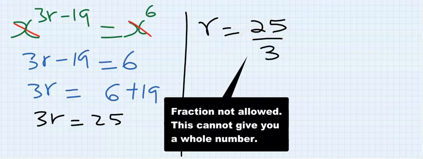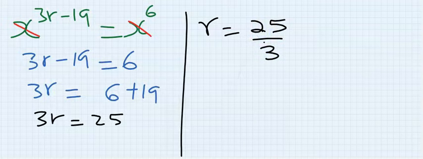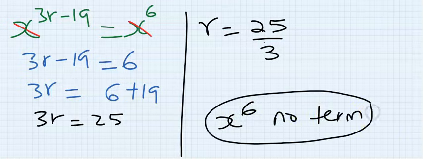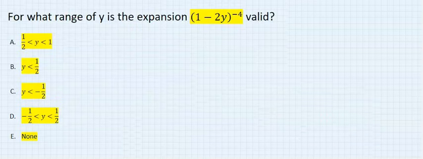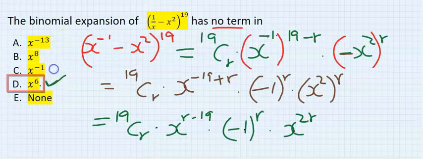When we divide these two, definitely you're going to get 8.333, which will not give us a whole number. Hence, x to the power of 6 has no term. And we go to our options and we discover that x to the power of 6 is our answer.